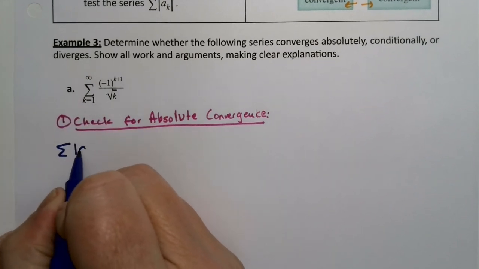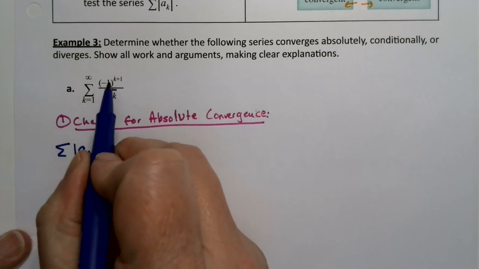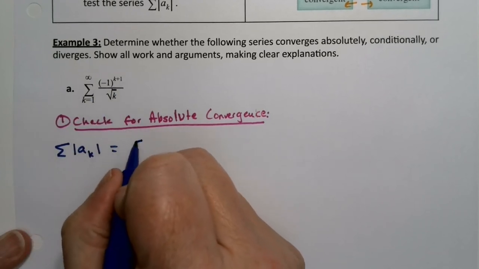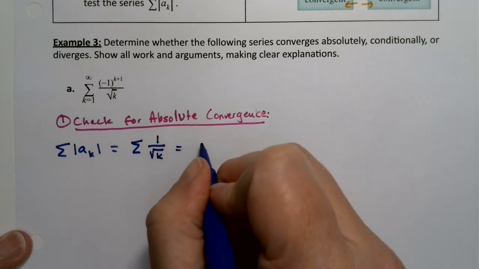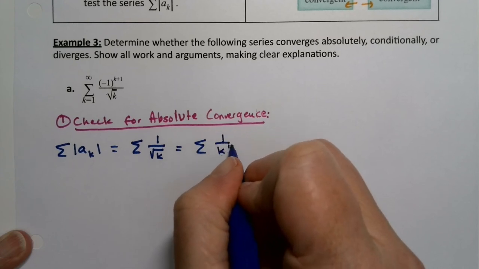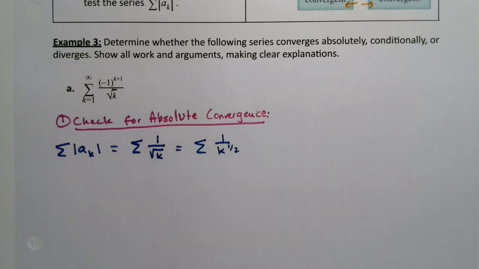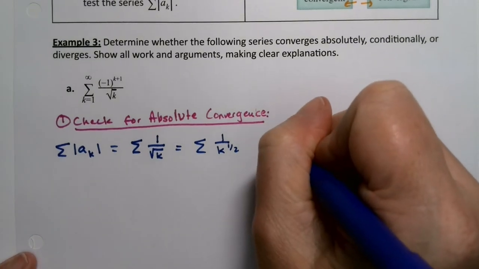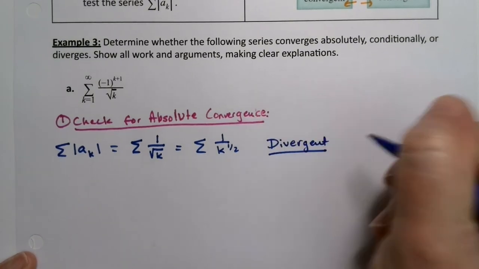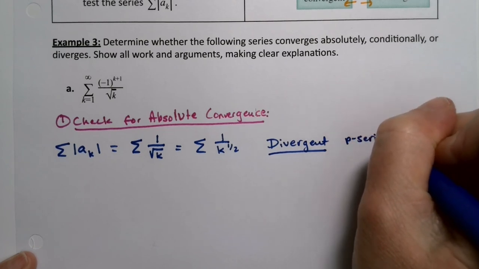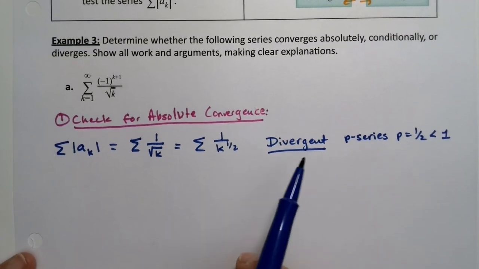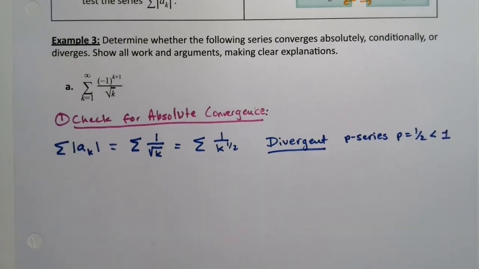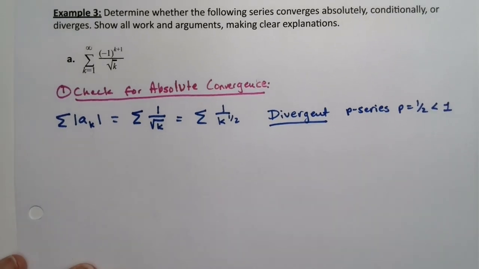So let's take the absolute value, which would mean we get rid of the whole negative 1 to the k plus 1 business. So that would mean 1 over the square root of k, which is 1 over k to the 1/2. That's divergent. That's a divergent p-series. Those p-series, man, you really got to know them. It's a p-series where the p is equal to 1/2 and 1/2 is less than 1. Therefore, it's a divergent p-series.